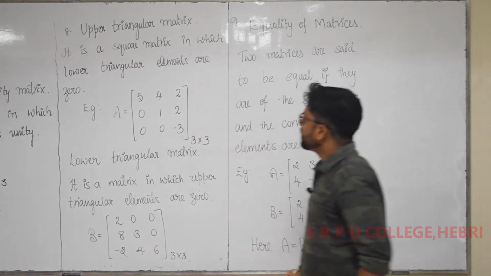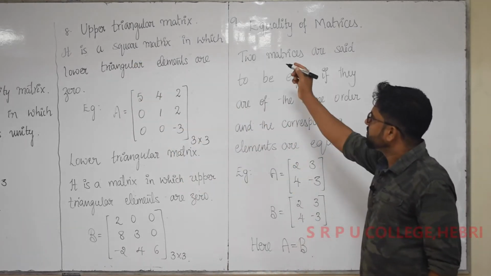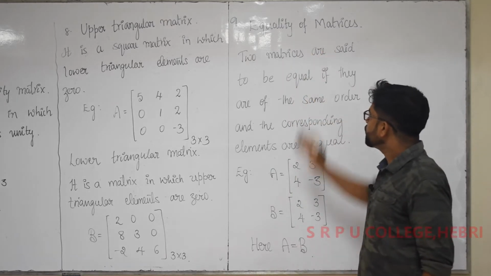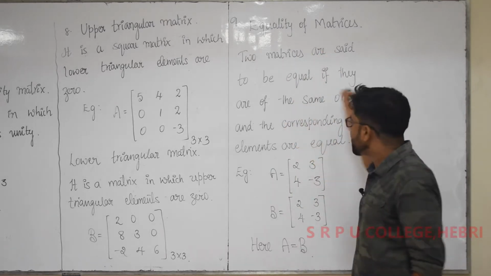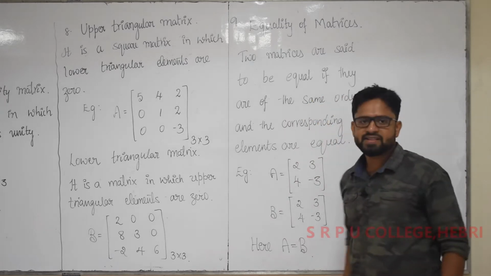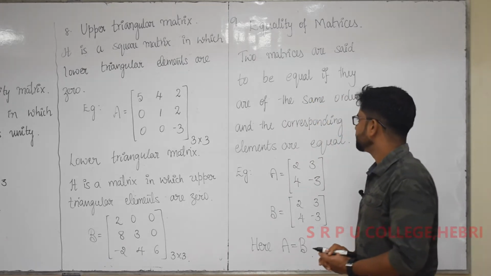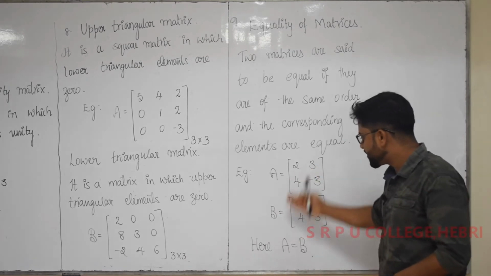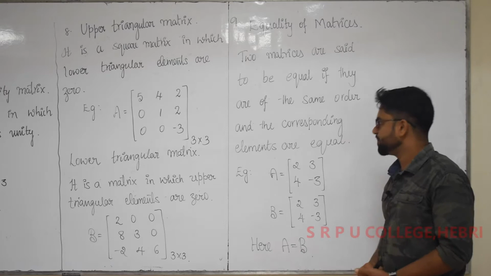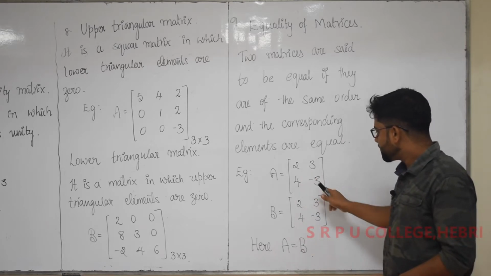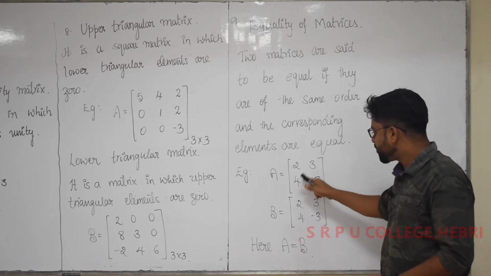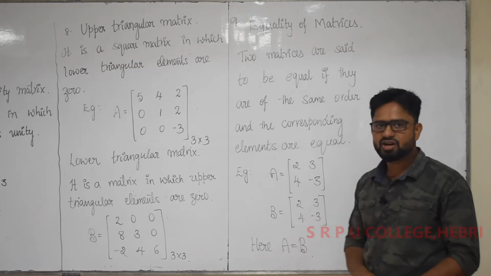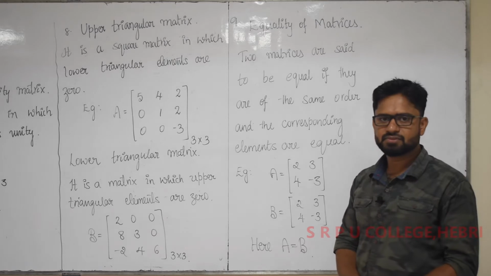Okay. Next type number 9, and this is the last type, students, equality of matrices. Two matrices are said to be equal if they are of same order and the corresponding elements are equal. For example, A is equal to this, B is equal to this. You can observe here A is equal to B. Order of these two matrices are same and corresponding elements also same. Such matrices are called equal matrices. Okay.